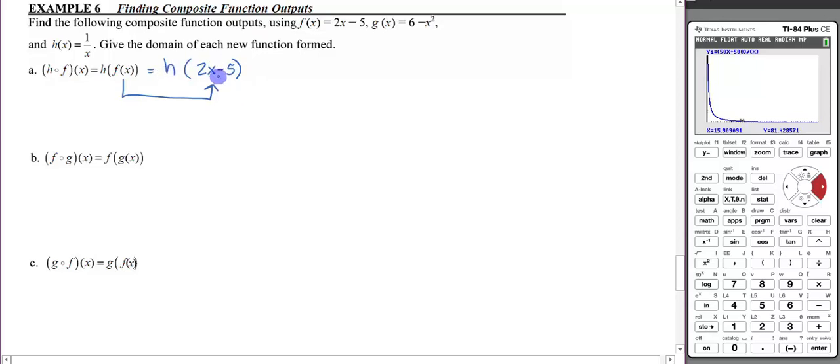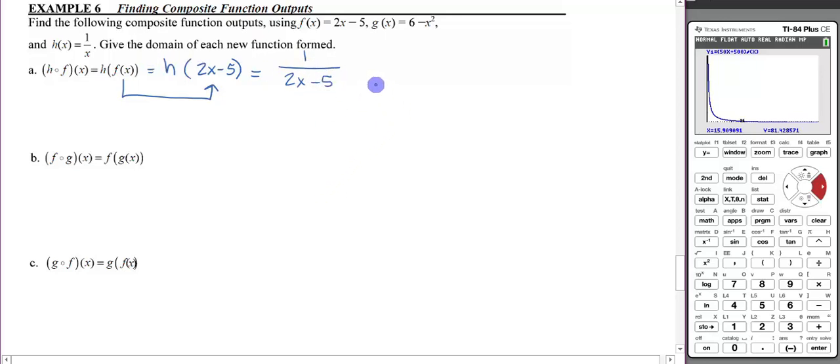H of 2x minus 5 now is, well, the h function takes 1 and divides by whatever the input is. If this was h of 3, we'd have 1 over 3. If it was h of 17, we'd have 1 over 17. We're saying h of 2x minus 5, so it's 1 over 2x minus 5.